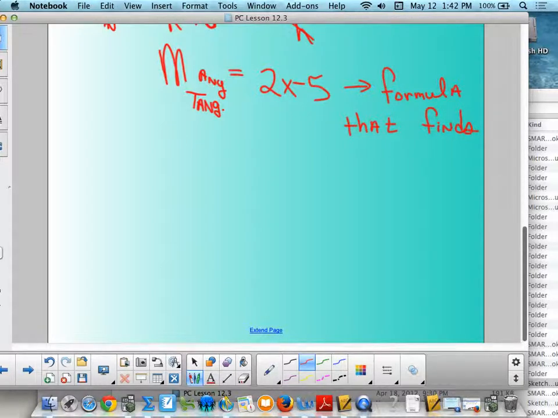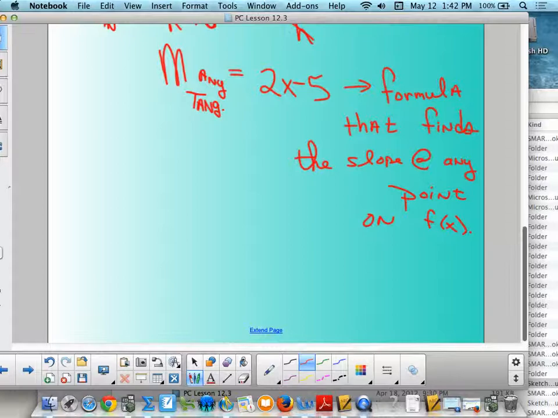Well, I'm hoping you guys can kind of say it. It's a formula that finds the slope at any point on f of x. These little side notes I write to you, I'm thinking you should write them, because if you didn't know what it even meant, now you do.